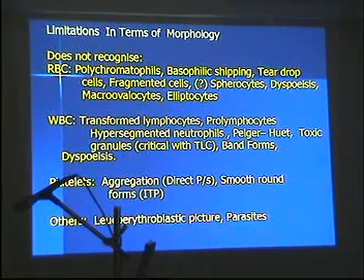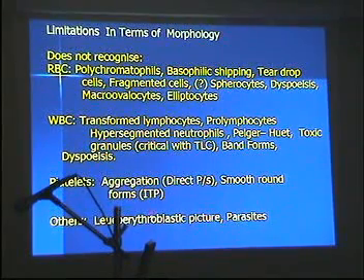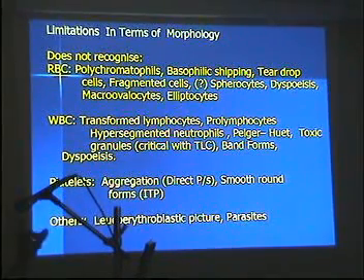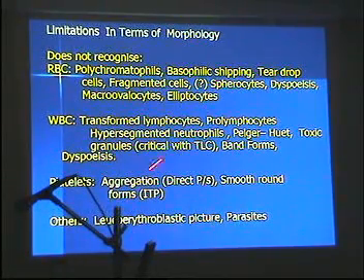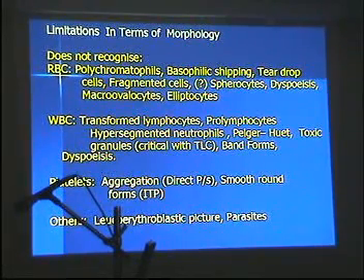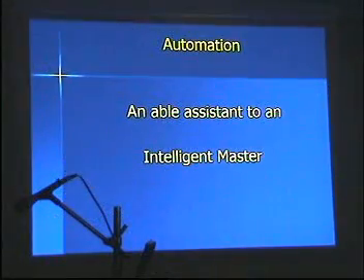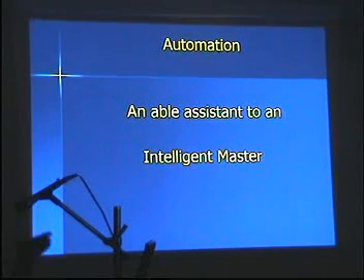Limitations are there in terms of morphology, and the counters may not count polychromatophilic cells and fragments, and all these things can be missed in the counters, but that is where your expertise on the peripheral smear comes in. All this is there on your smear. So with the smear and your counter printouts, you can straight away interpret anything in hematology. Thus, automation is an able assistant to an intelligent master. You must know your machine, know the limitations of a machine.